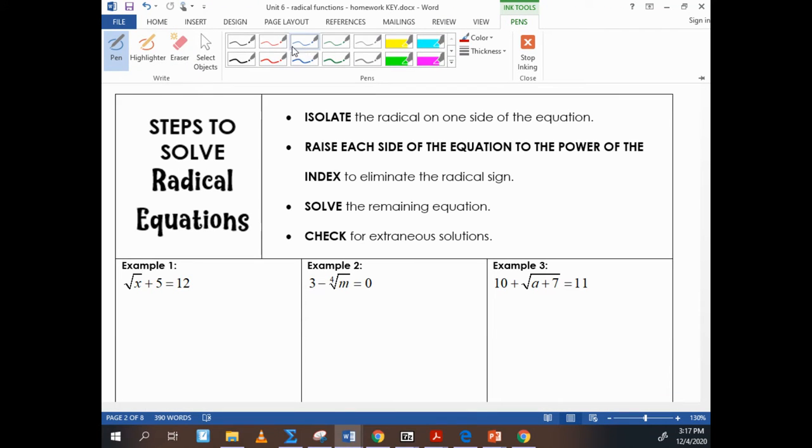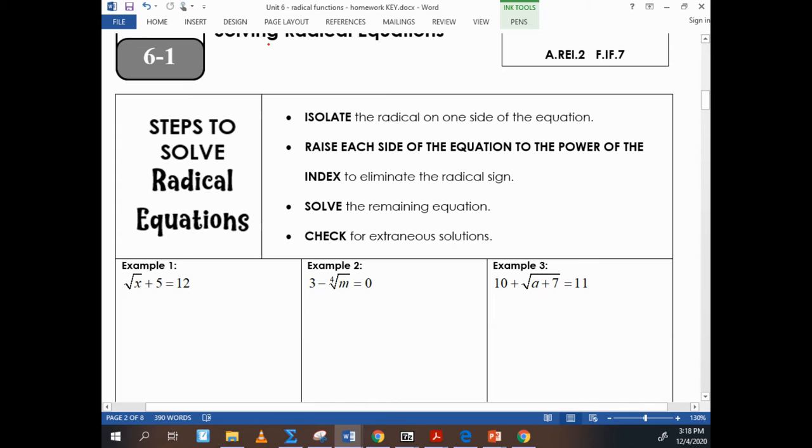All right, welcome to Unit 6. This unit, our function that we're working with is what we call radical functions. A radical is just a fancy name for a root. Most of the time when we say radical, you're thinking of a square root sign. However, there are different kinds of roots we're going to be dealing with. Look at this one right here in example 2.